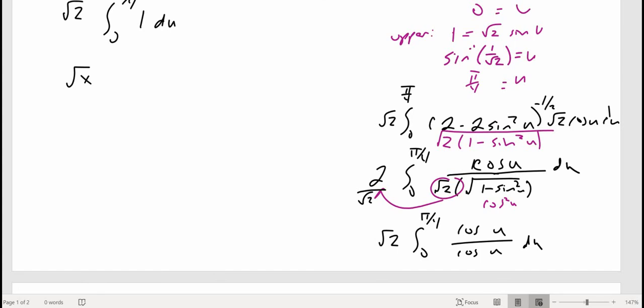So that's square root of 2, and that's just going to be u evaluated from 0 to pi over 4, and that is going to be the square root of 2 times pi over 4. That is going to be our arc length.